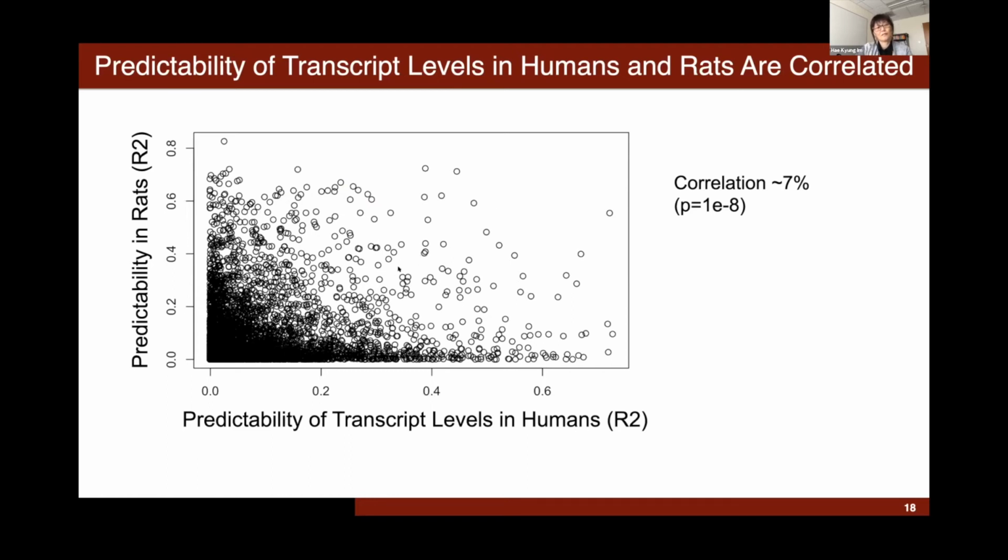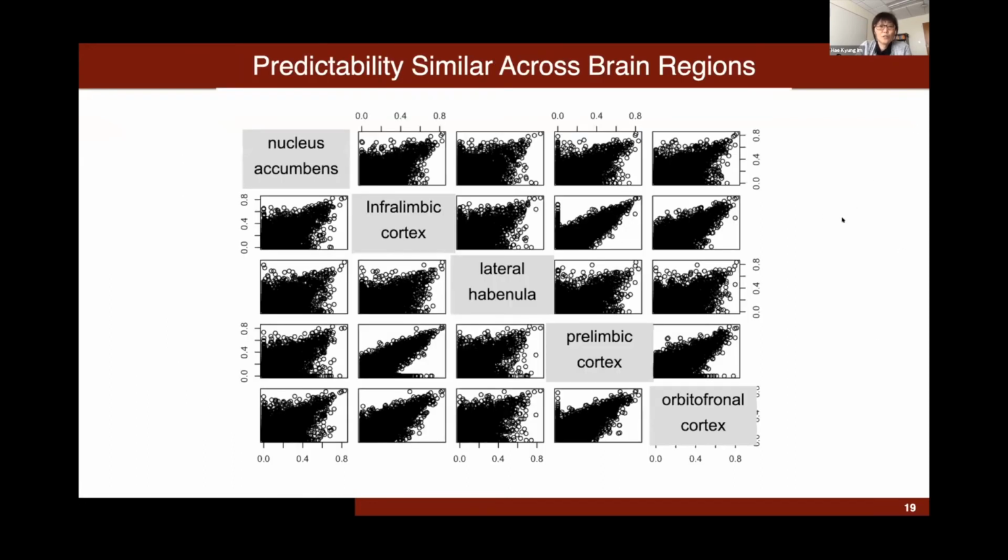The plot is not very nice, but we do see a small 7% correlation, but significant. So the p-value is pretty small. This is telling us that genes whose transcript levels we were able to predict better in humans, we will also tend to predict better in rats and vice versa. We also saw that the predictability was similar across different brain regions, which is not surprising.